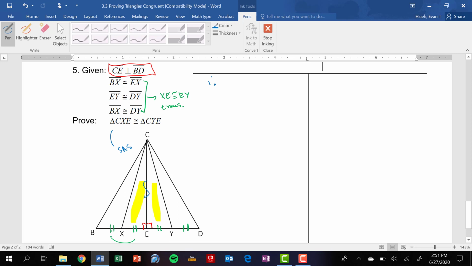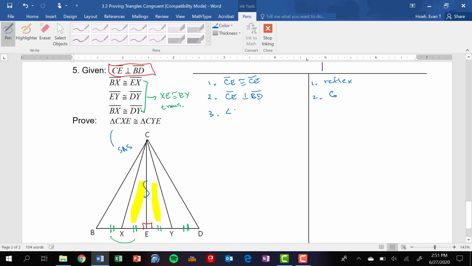Step one, let's go ahead and start with a reflexive property just for kicks. So CE is congruent to CE. You do not need to start every proof with givens first. Step two, let's go with CE is perpendicular to BD. And I'm going to split up all the givens here because I'm using them for something different.